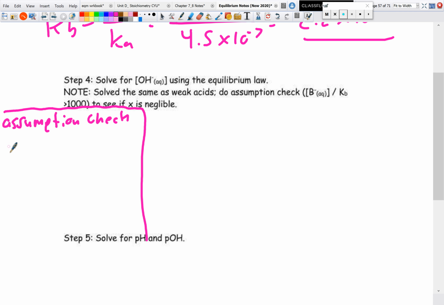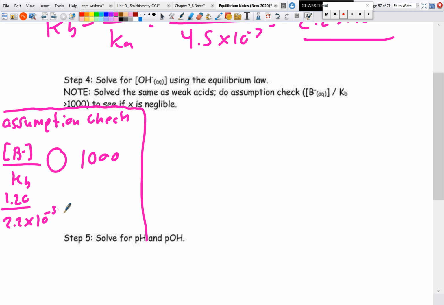This is just off on the side. So we take the concentration of our base divided by Kb to see if this is greater than 1000. In this case, our concentration of our base from reading the question was 1.20. Our Kb, we just solved for up there, was 2.2 times 10 to the negative 8. See if this is greater than 1000. And we do get a very, very large number.